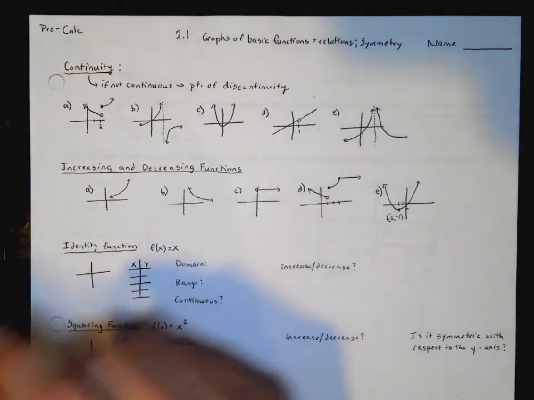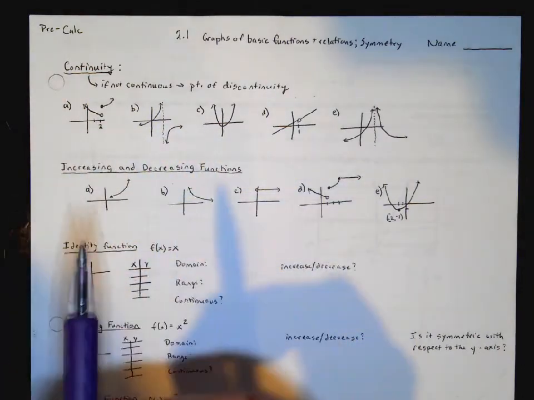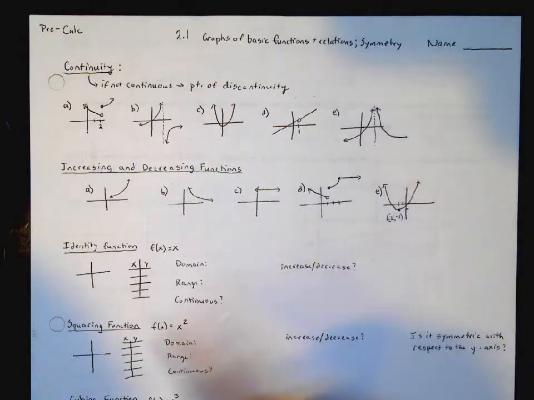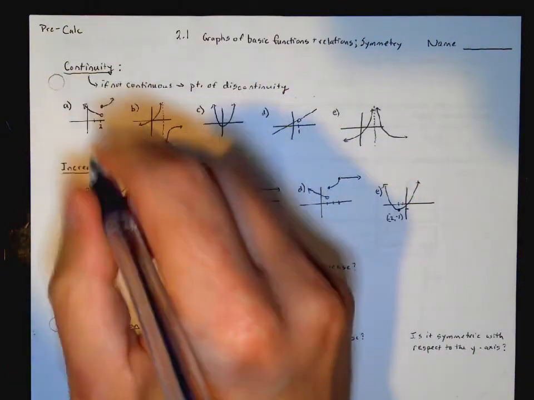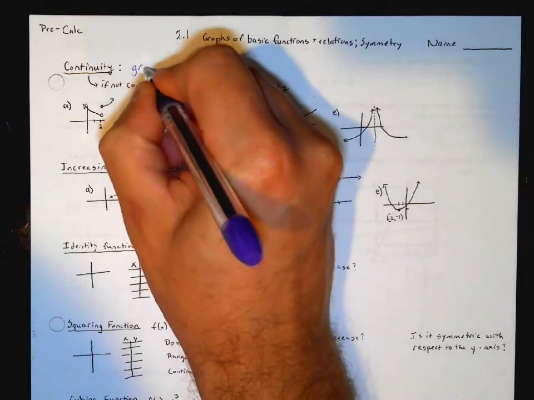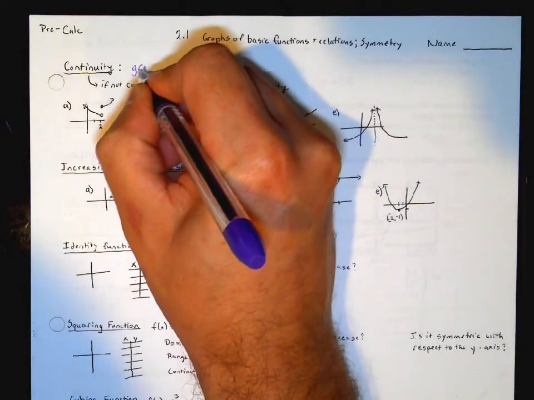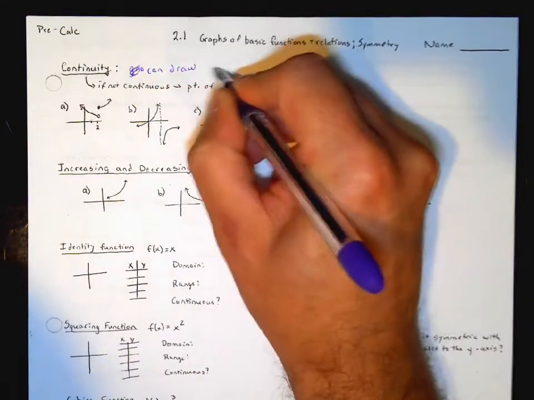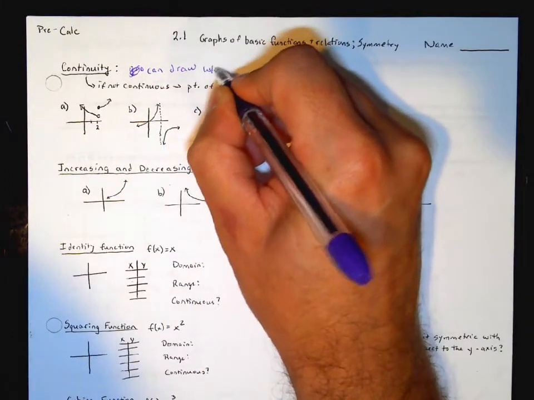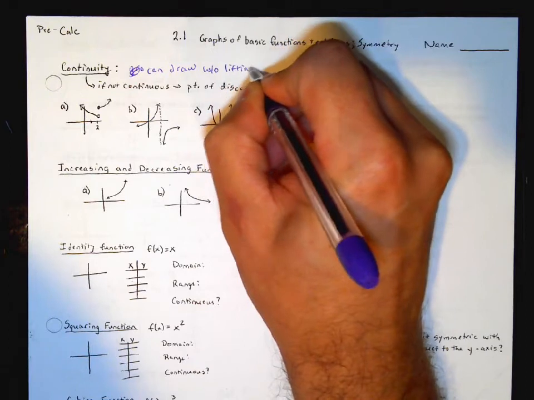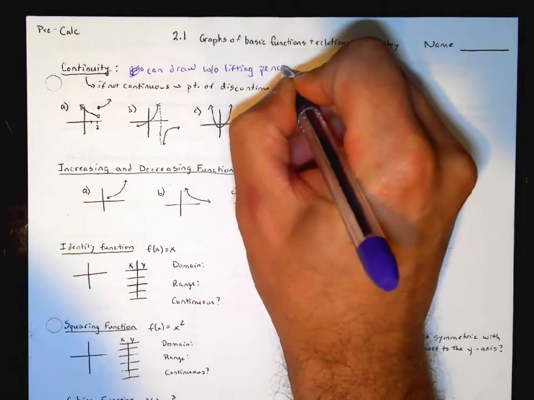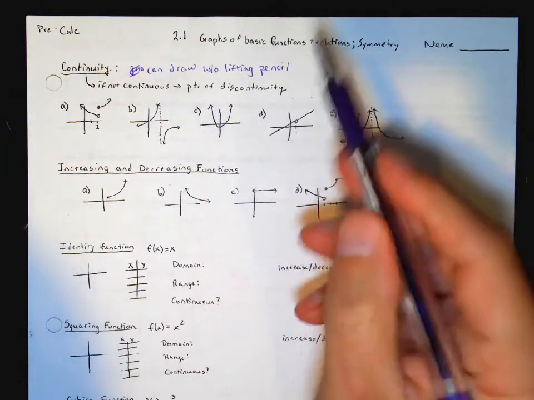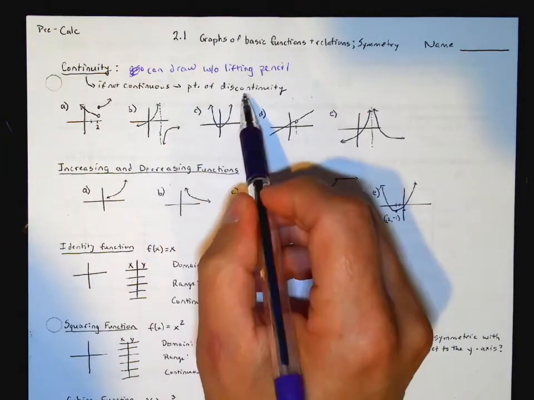Continuity of a graph basically means if you can put your pencil down and continue the graph all the way through, it's continuous, okay? So if we can draw it without lifting our pencil, that's not official, but yeah, if we can continue it through without lifting. If it's not continuous, we call it discontinuous, okay?